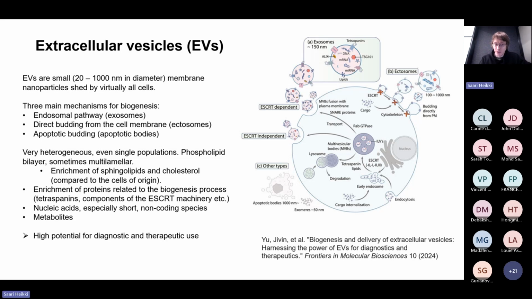And then there's certain nucleic acids, mainly RNA, a little bit of DNA is also found, and especially short non-coding RNAs are enriched in EVs, and then there's also other things like metabolites. And you can maybe understand that this makes EVs a very potential target for diagnostic purposes. EVs are essentially a small sample of the cell that secretes them. So there's a lot of research on using EVs for improving cancer diagnostics and other diseases.